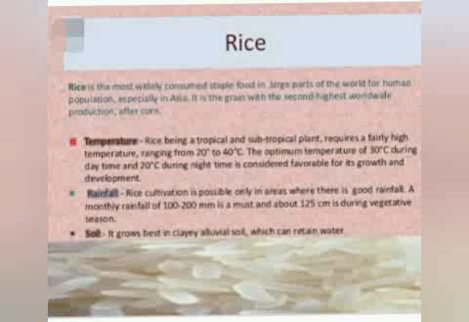Rainfall. In the initial stages of growth, fields should be flooded with water. Rainfall above 100 centimeters is required. Irrigation is necessary in areas of low rainfall. Soils. Clay loam soil which can retain water is best suited for the cultivation of rice.